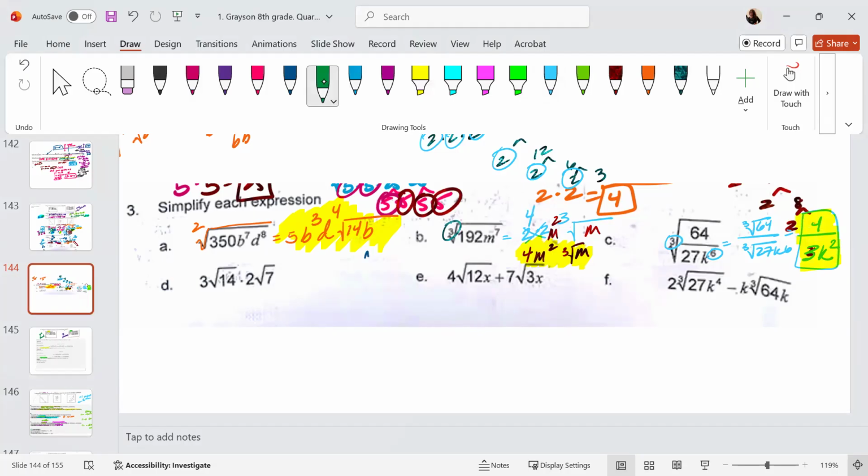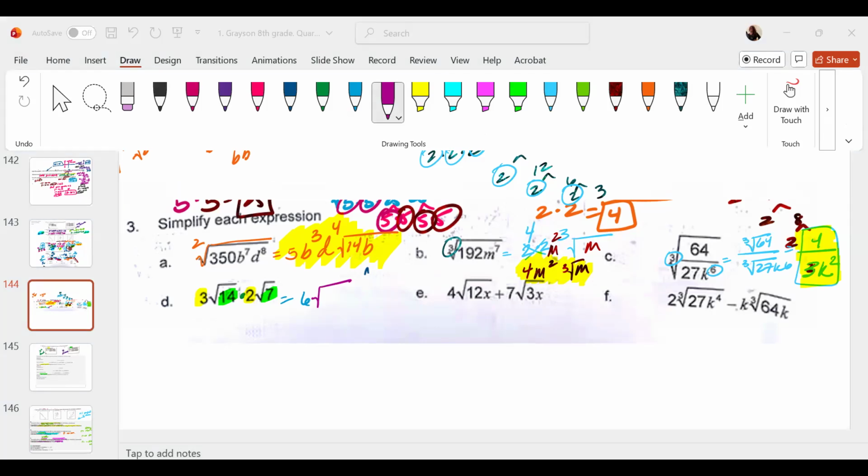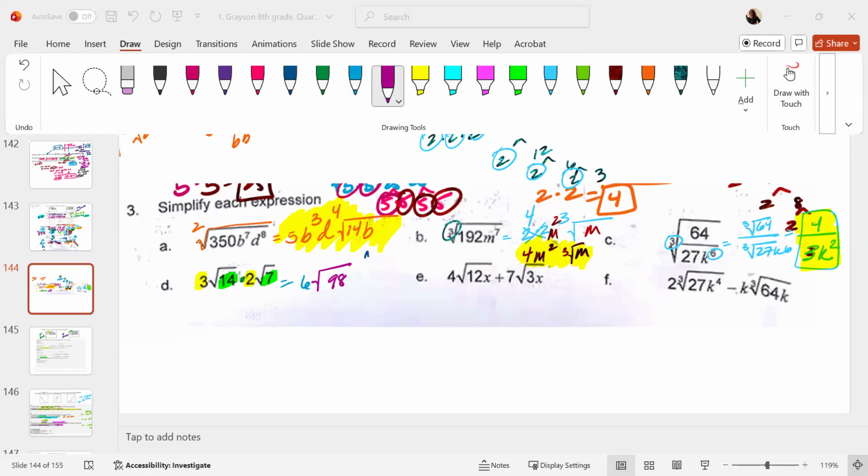All right, next one. This is a times, correct? So what we're going to do, so pay attention, times is different than add. 3 times 2 is a 6, right? And then 14 times 7. Whatever you get stays inside the square root, right? So 14 times 7 is 98, right? Now with 98, you can take things out.